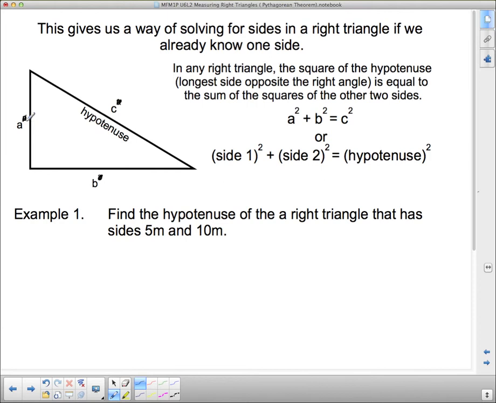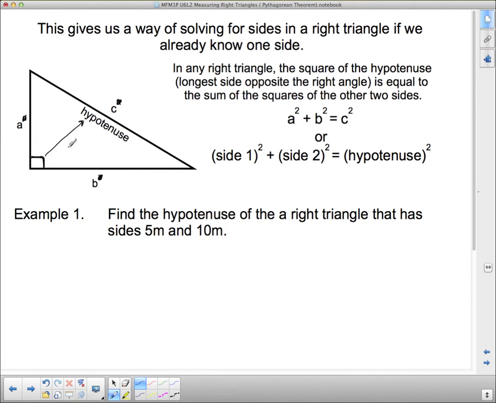In any right triangle, the square of the hypotenuse, where the hypotenuse is C, the longest side opposite the right angle. So we can always find the hypotenuse because this angle in here, the right angle, this little square always points at the hypotenuse.